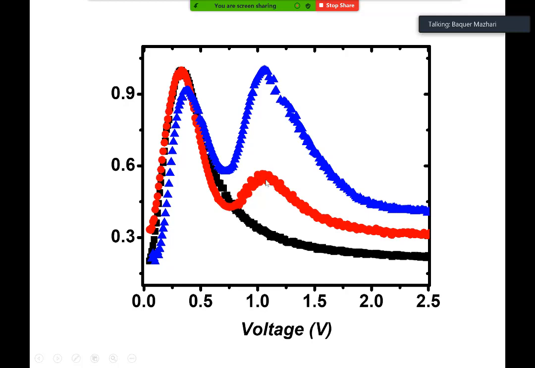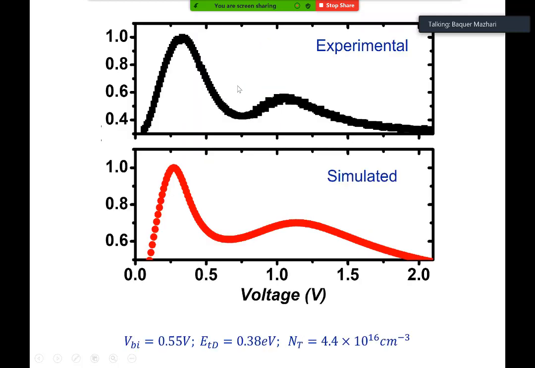And let me describe this first, the red peak and the blue peak here. So this is the data of a device that has not been optimized properly. So you see this additional peak. This is the experimental characteristics. And these are the simulation results when we use a simulation for a trap located at 0.38 eV with a concentration of 4.4 times 10 power 16. So you can see that the characteristics are very similar here.